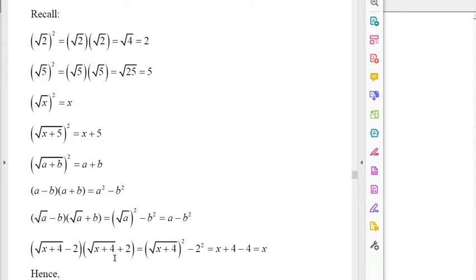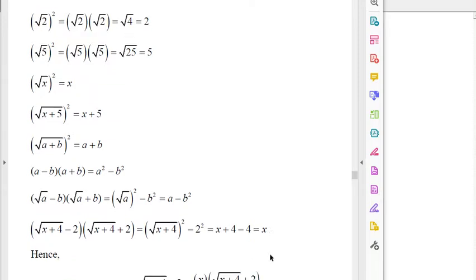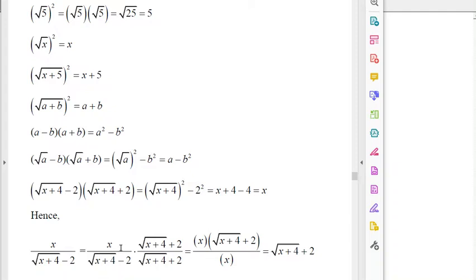This is also the difference of two squares. And so we square the first term and then minus the square of the second term. The square root of x plus 4, if we square it, then we get x plus 4. And then minus 4, and so we end up with x. And so for our expression, we have x divided by the square root of x plus 4 minus 2.